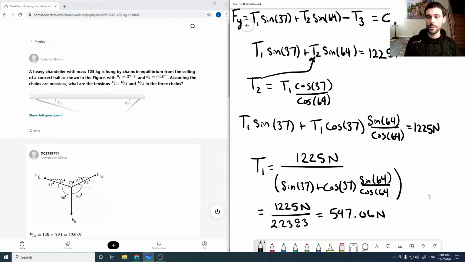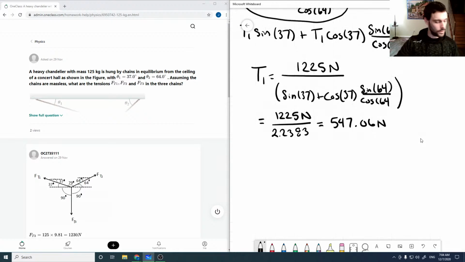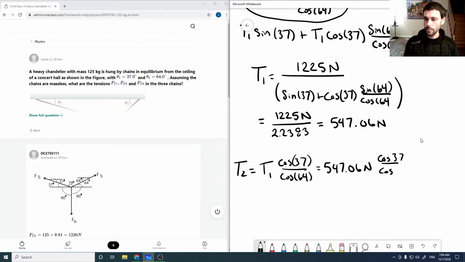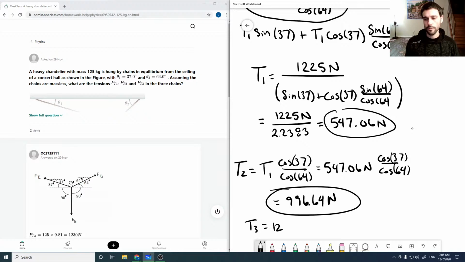And then using our T2 equation up here, we can solve for T2. So T2 is T1 cos 37 over cos 64, which is 547.06 times cos 37 over cos 64, which comes out to 996.64 newtons. Okay, now we have our three tensions. So T1 is 547, T2 is 997, and T3 is 1225.